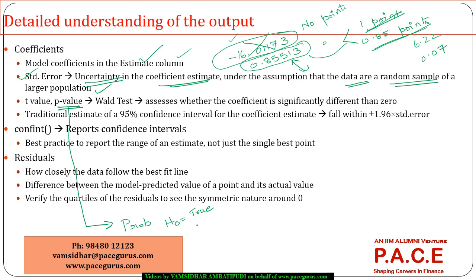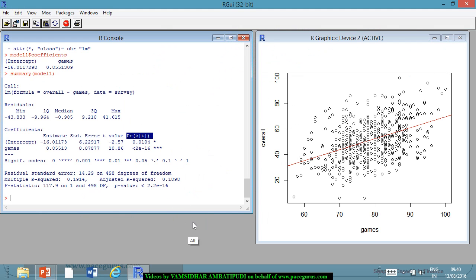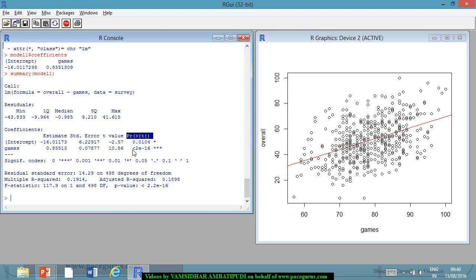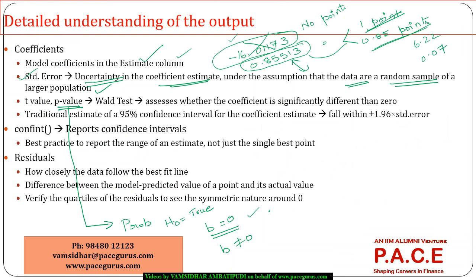In this case, the null hypothesis for each of these coefficients is that the coefficient b is 0. This is my null hypothesis, and the alternate is that b is not equal to 0. So I will look at the p value. Here the p value is 2 into 10 to the power of minus 16, which is less than 0.05. So my decision will be in favor of the alternate hypothesis, that the coefficient is not 0.